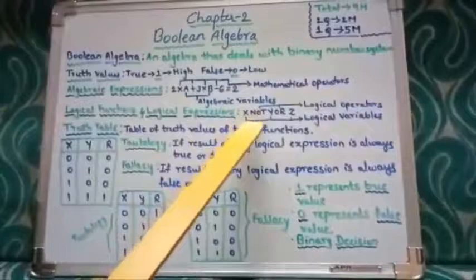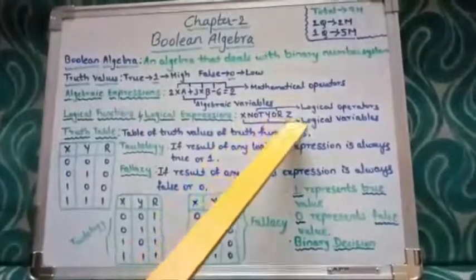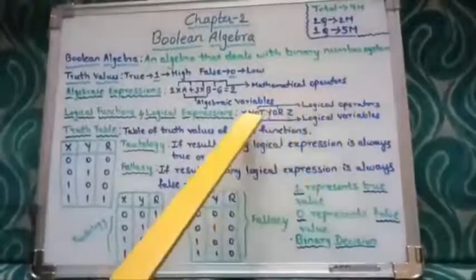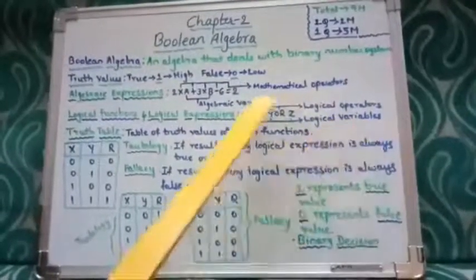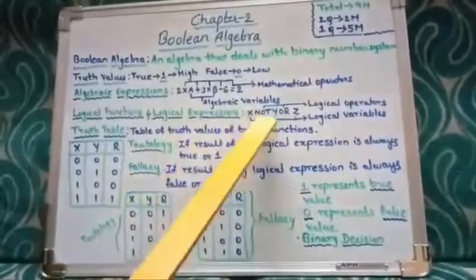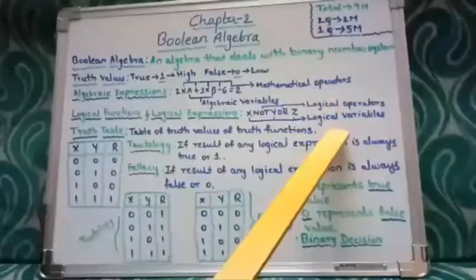This is an example of a logical expression: x, not y, or z. Here not and or are the logical operators, and x, y, z are the logical variables. By seeing this expression, we can define a logical expression. It is the combination of logical operators as well as logical variables.